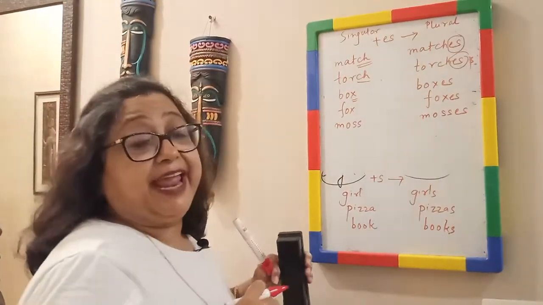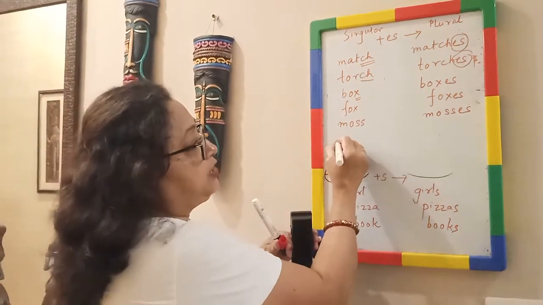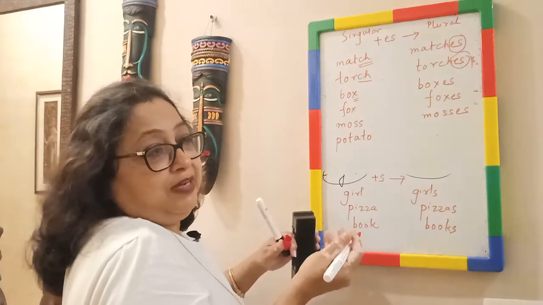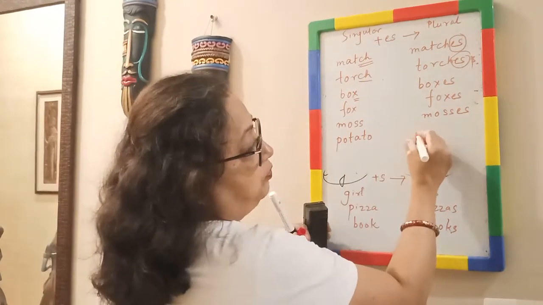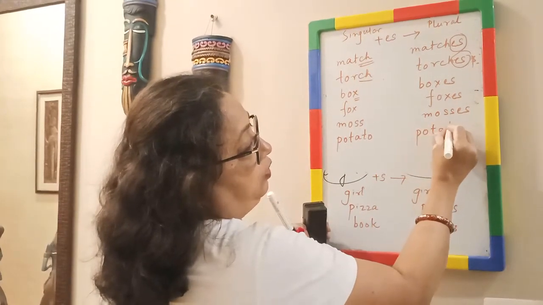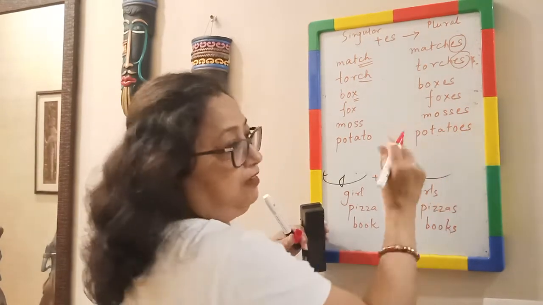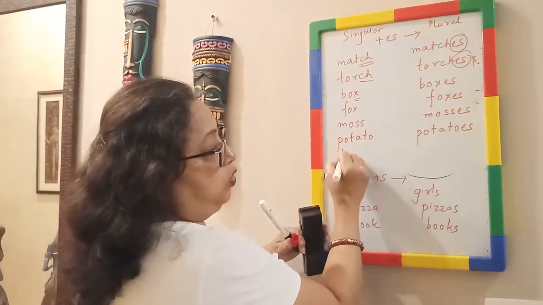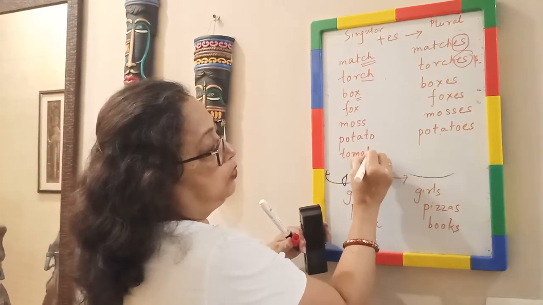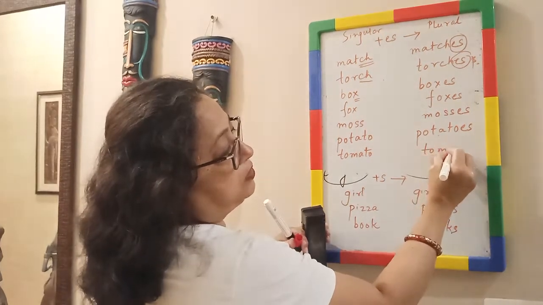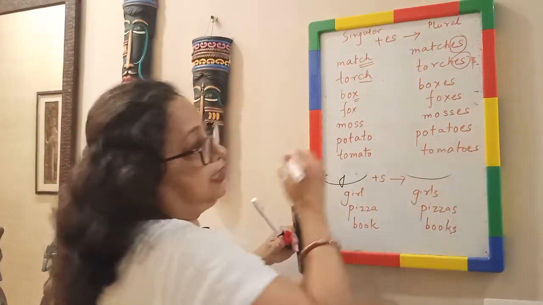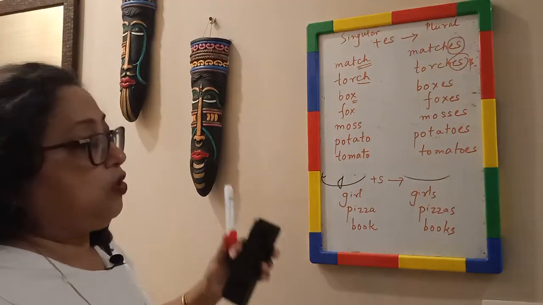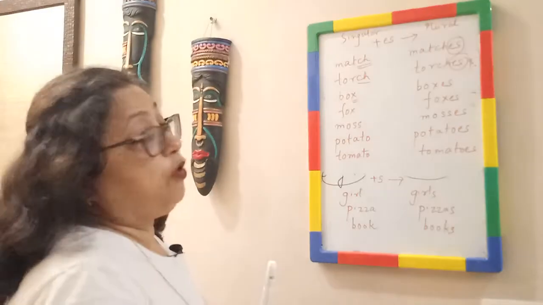Achha, the words which end with O. Suppose potato. We may not like a potato, but we like French fries, you know. Whenever we go to any McD or KFC, we order these French fries along with other things. So potato becomes potatoes. Tomato will become tomatoes. So these endings like CH, X, double S, O, these all will take ES to form a plural word.